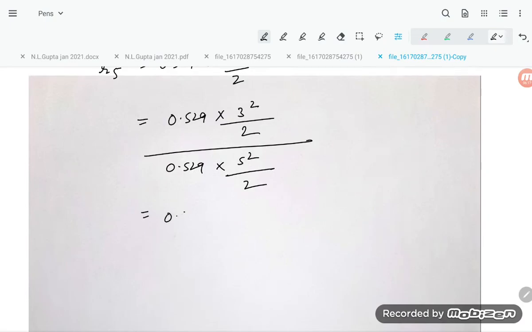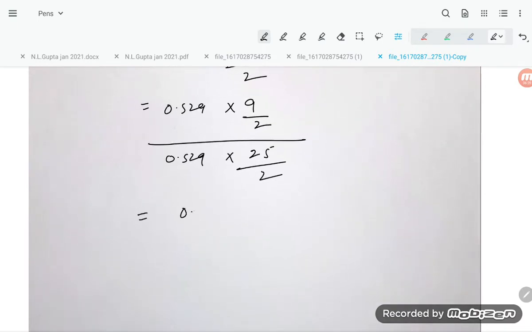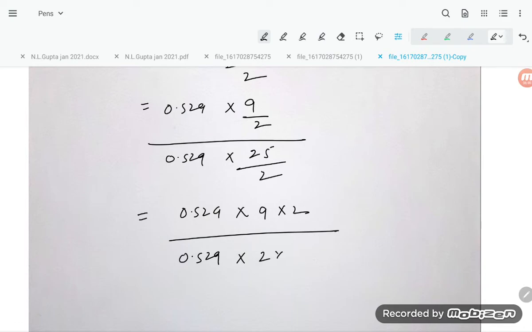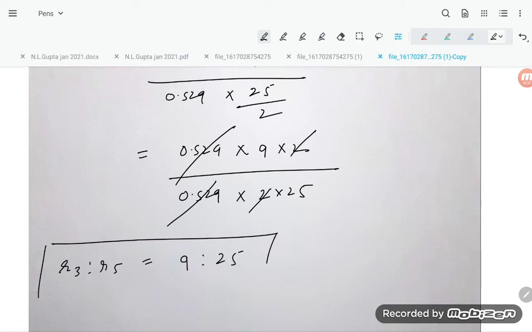Solve it out. 0.529 into 9 upon 2, total divided by 0.529 into 25 upon 2. These cancel out, so the ratio is coming 9 ratio 25, which means r3 ratio r5 is 9 ratio 25. This is our required answer.